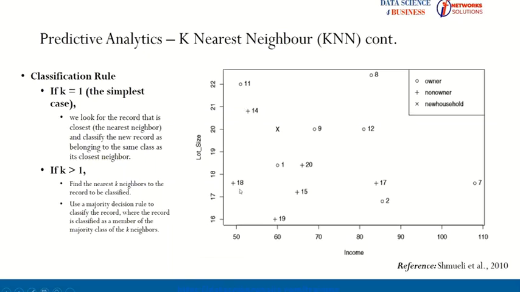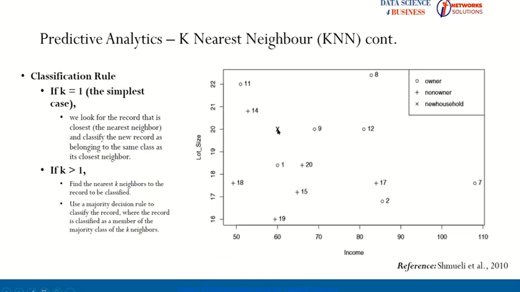Let's look at this plot. We have about 1, 2, 3, 4, 5, 6, 7, 8, 9, 10, 11, 12, 13. So assuming the total number of data that we have is 24, and we have divided it into training and testing, maybe 60% for training and 40% for testing. And this is the training data that has been plotted here.